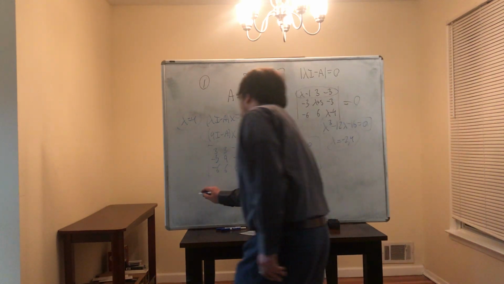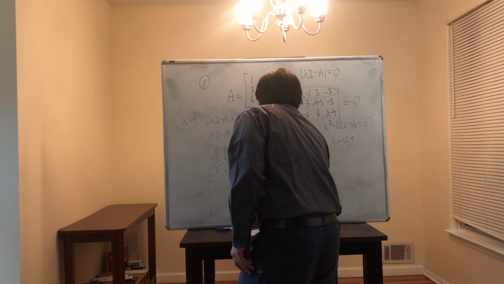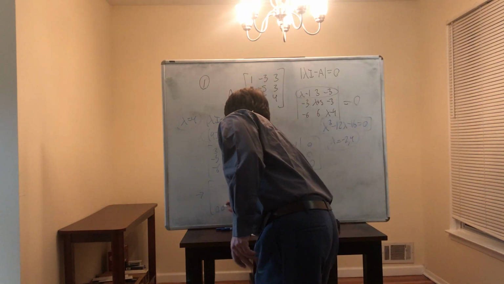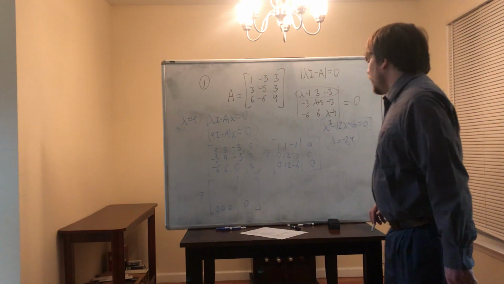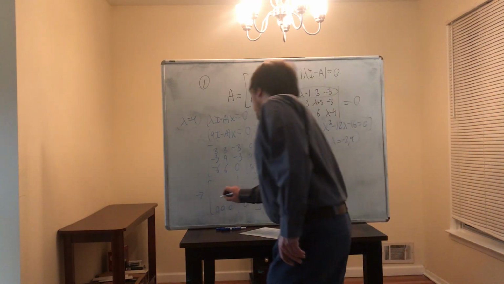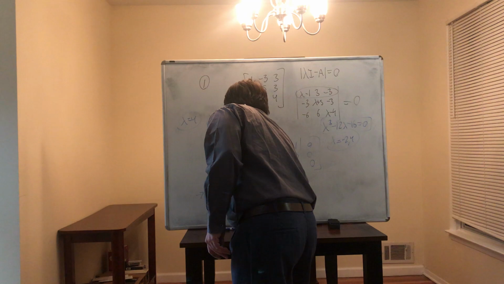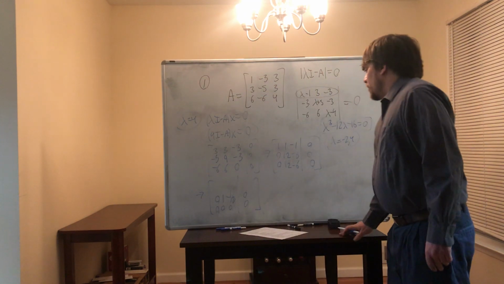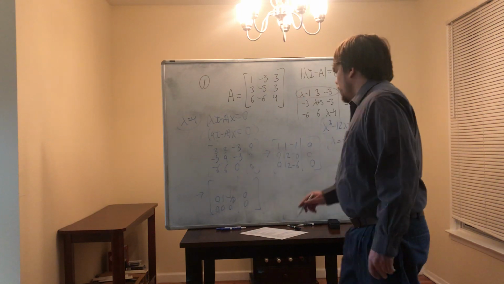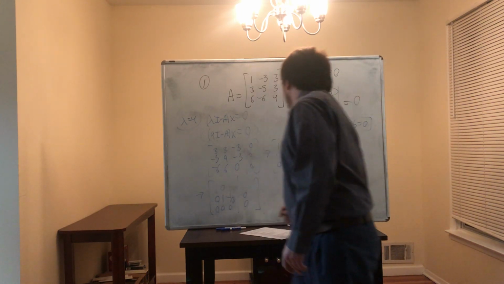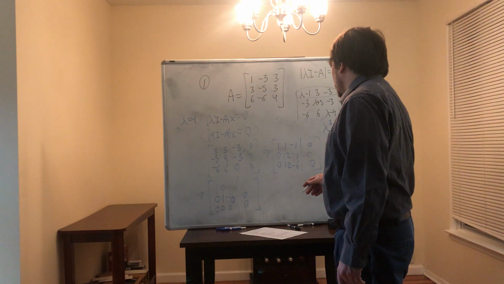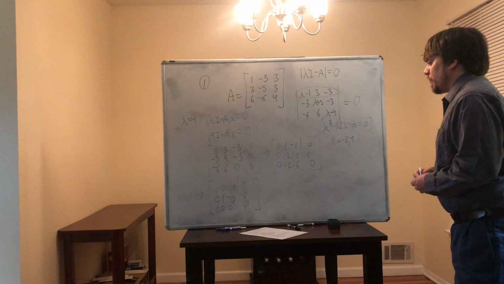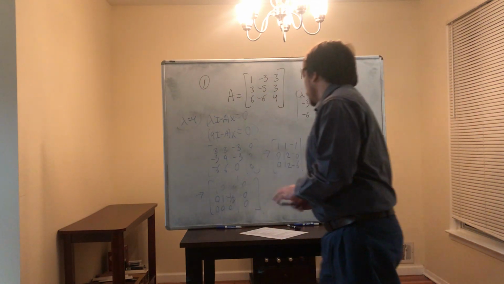Then I'm going to take -1 times this row and add to that one, and I'm going to get all zeros in the last row. I'm going to multiply this row by 1/12 and get 0, 1, -1/2, 0. Then I'm going to take -1 times this row and add to that one. And then I'm going to get -1/2 here, and that'll be a 0.